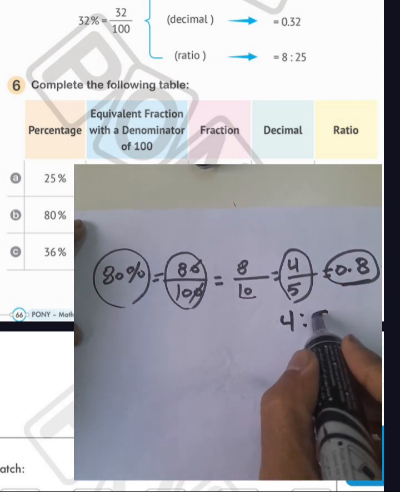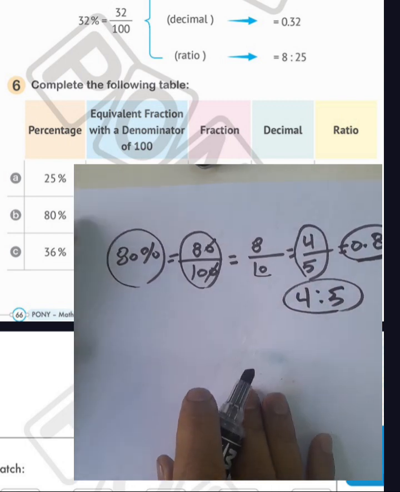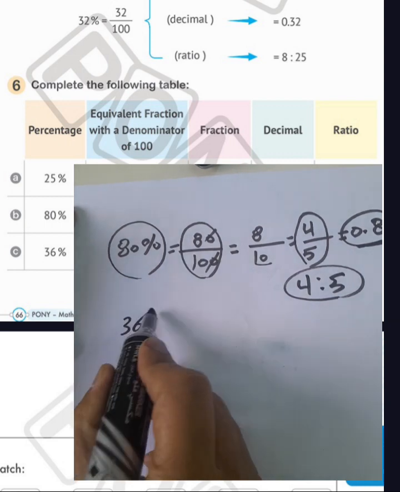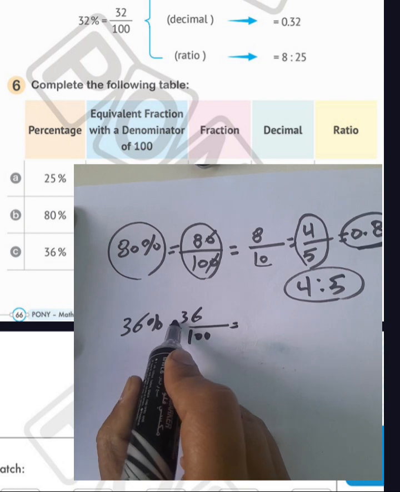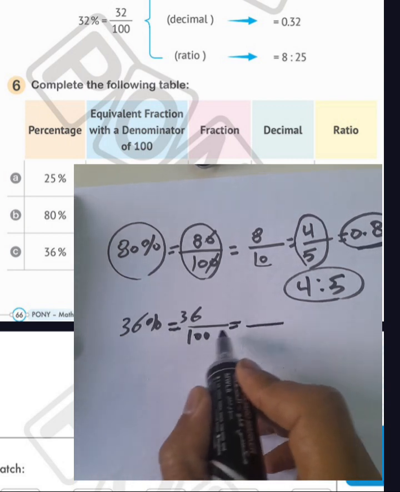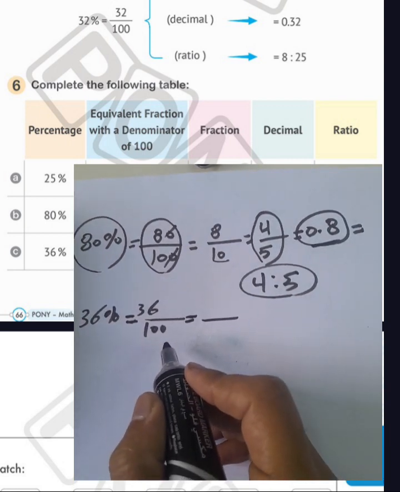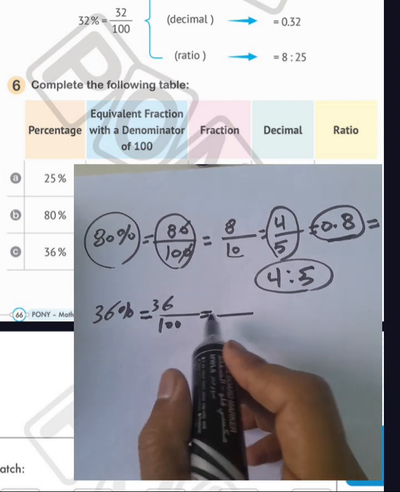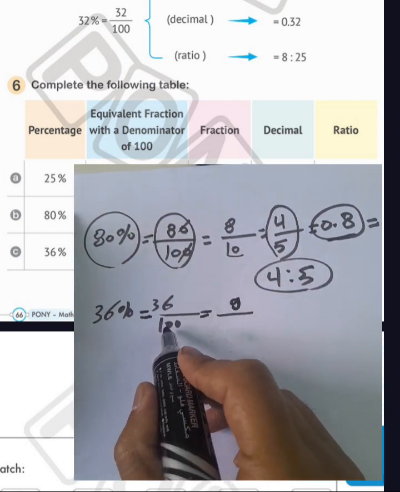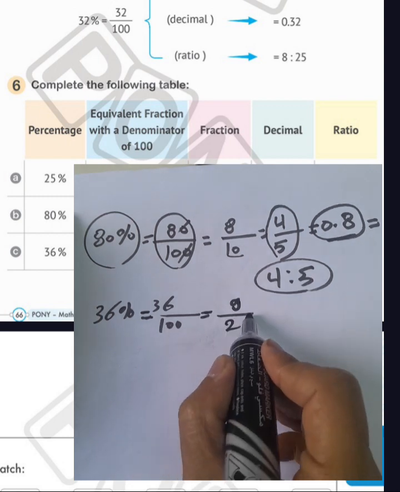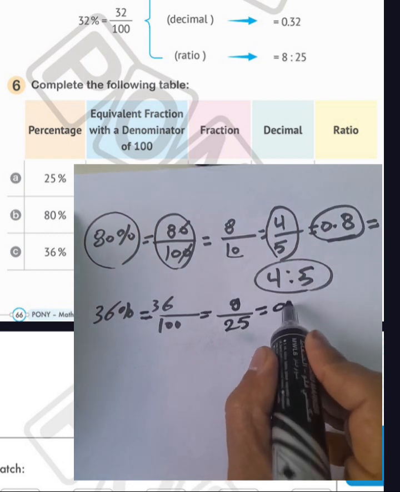It's the ratio. And what about 36%? You can write 36 over 100, and then you can simply divide the numerator and denominator by 4 to write the simplest fraction. 36 divided by 4 equals 9. 100 divided by 4 equals 25. And then you can write 36 hundredths.